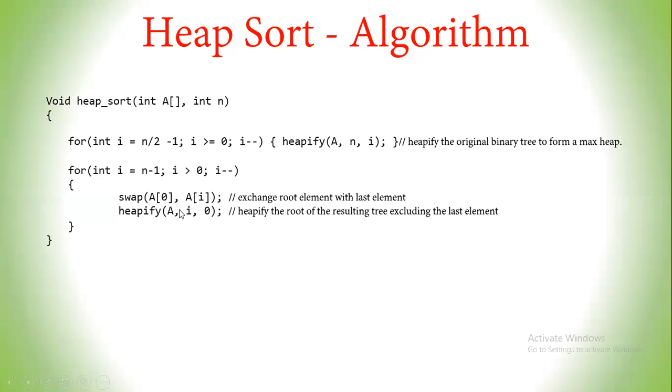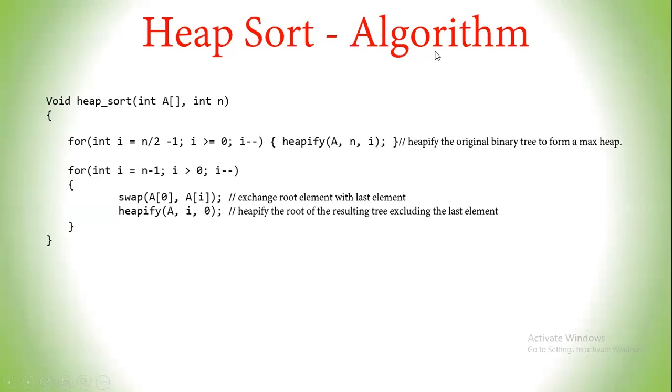Why are we removing the last element? When we do this swap operation, we are doing it for a max heap. Why? In the first step, when i is equal to n minus 1, we have the max heap resulting from this outer for loop. Then when we come here for the first time, we are doing the swap for a max heap. And when we exchange the root with the last element, the last element will be the highest element.